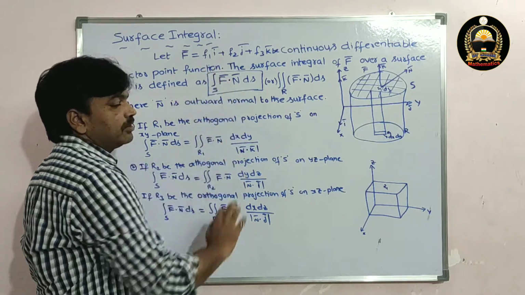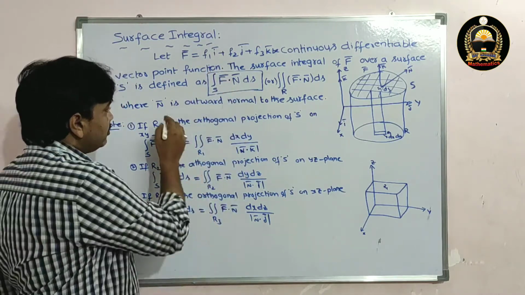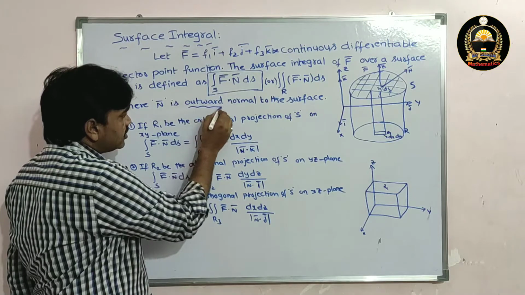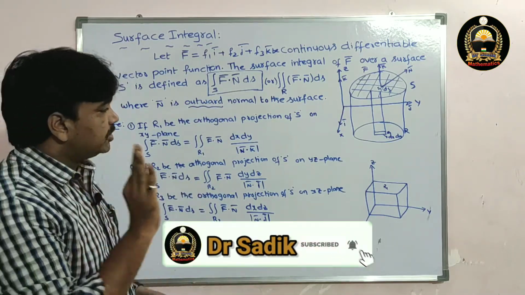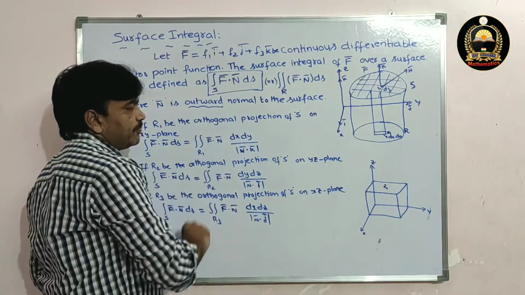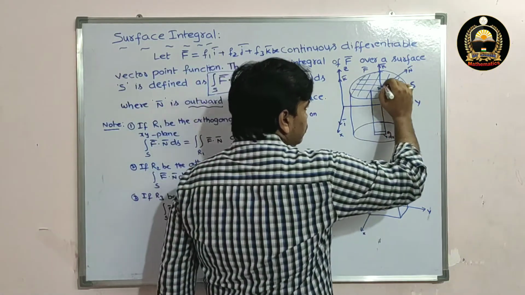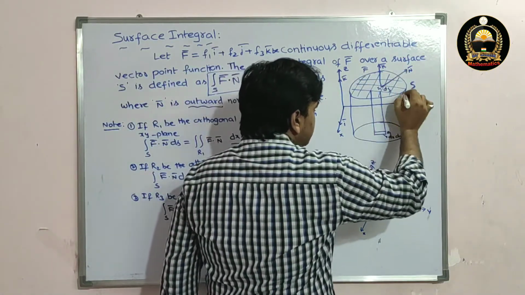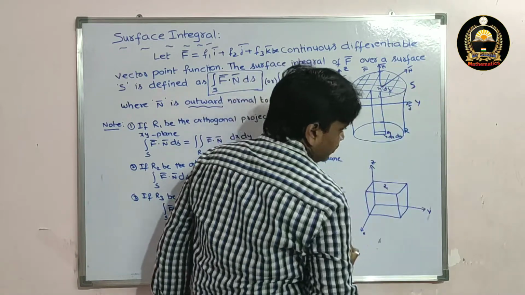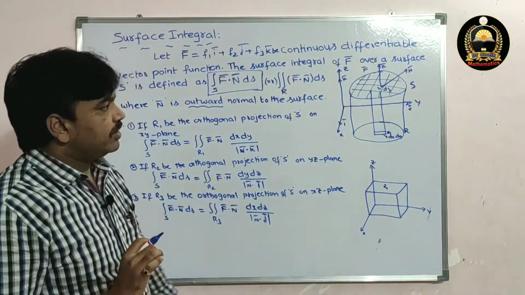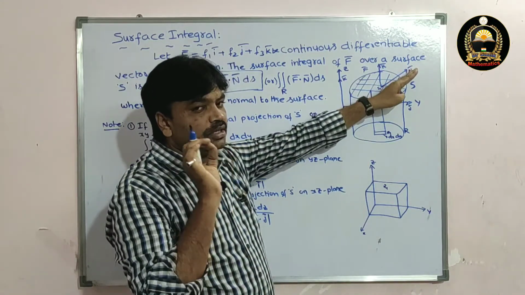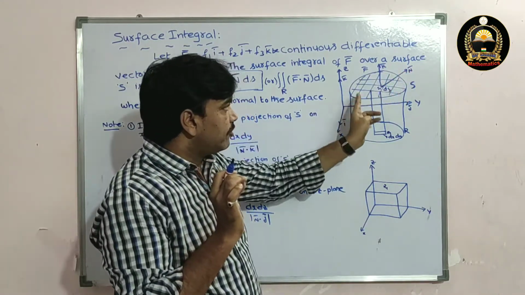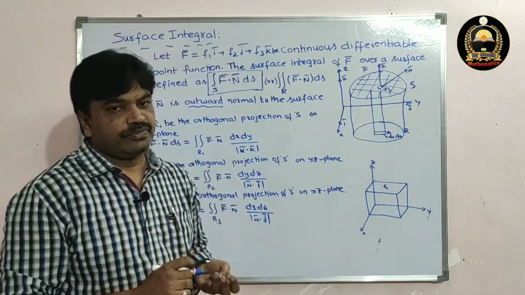N bar. N bar is outward. This is very important students. N bar is the outward normal to the surface S. Once again, n bar is the outward unit normal vector to the surface S.